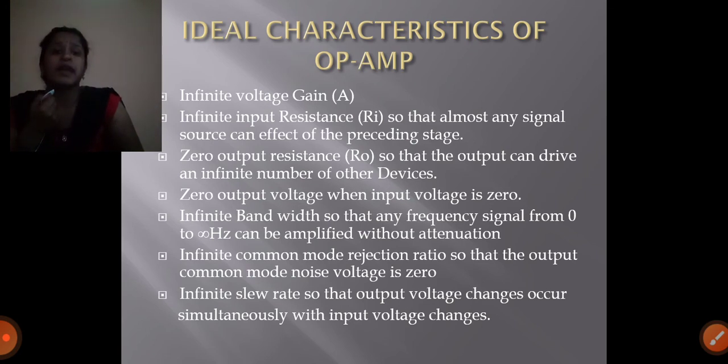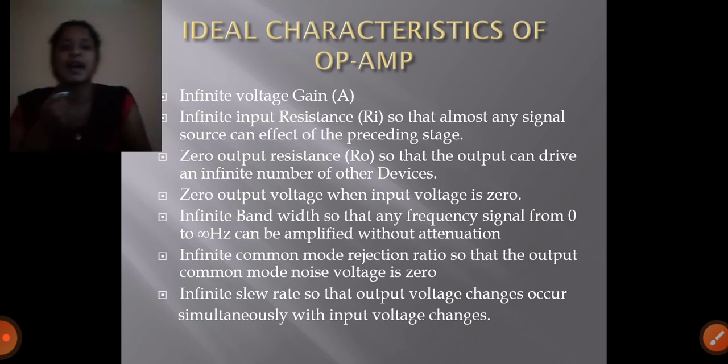Infinite bandwidth, infinite common mode rejection ratio. The output of the common noise voltage is 0. The infinite slew rate, if it is there, the output voltage changes occur simultaneously with the input voltage changes. Right?